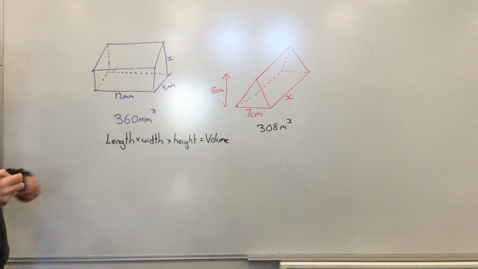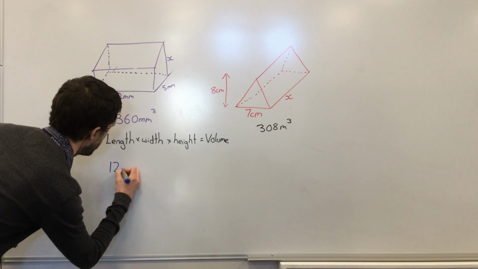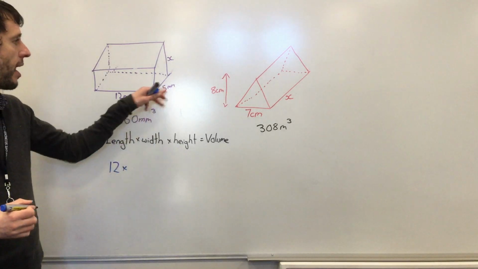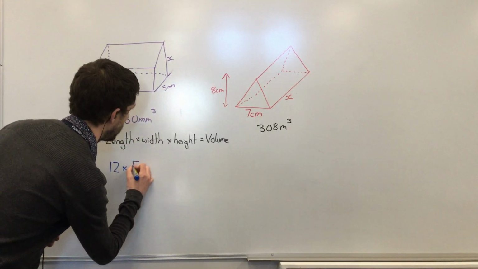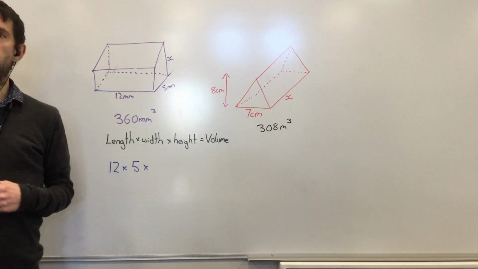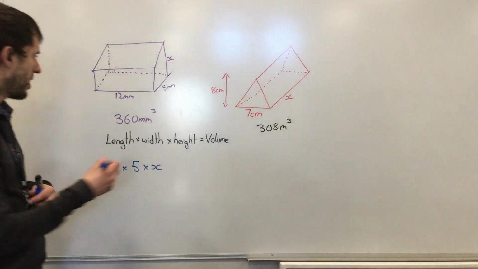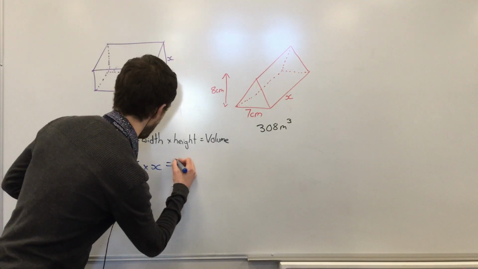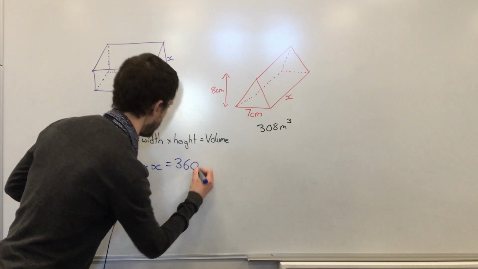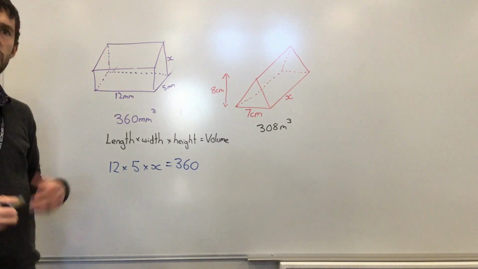Well, straight away I can see that length is 12. I can also see that our width is 5. Height we don't know, but it's been given the value of x. So I'll give it the value of x. And that equals 360. So the next thing that I need to do is try and simplify it.